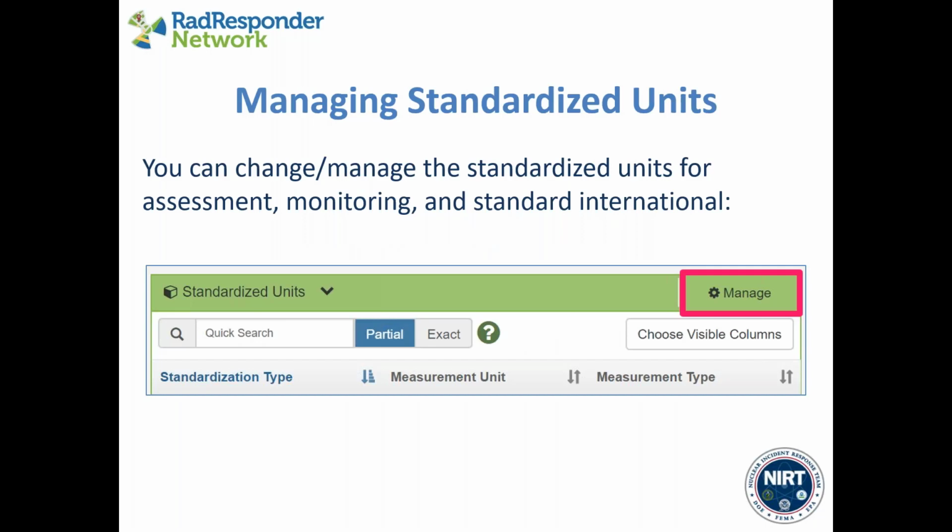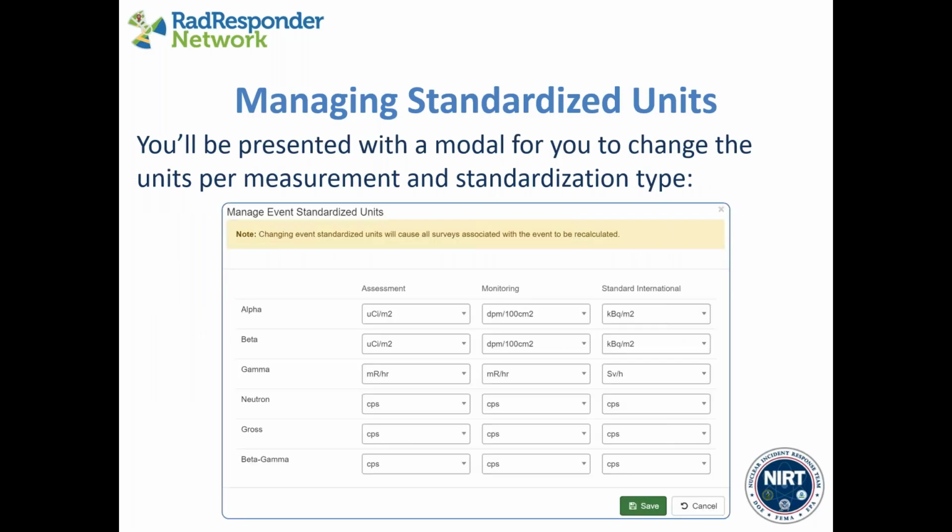Within the event details page under the standardized units table, you can click the Manage button, and this will only be available to you if you have the event manager role or greater permissions. Once you click Manage, you'll then be presented with a modal here for you to change the units per measurement and standardization type. So as you can see, we have, again, those 6 radiation types of alpha, beta, gamma, neutron, gross, and beta gamma, and the assessment, monitoring, and standard international standardized types for you to change the units.